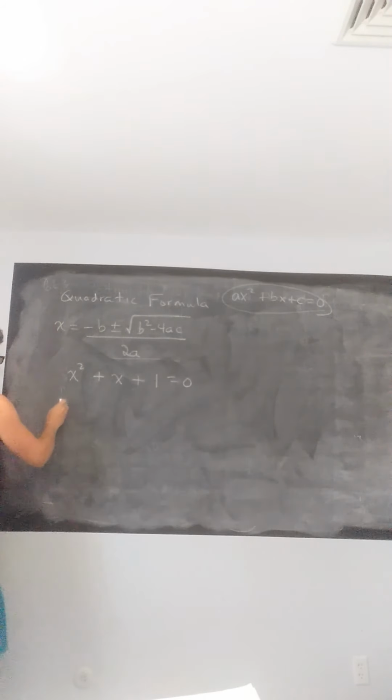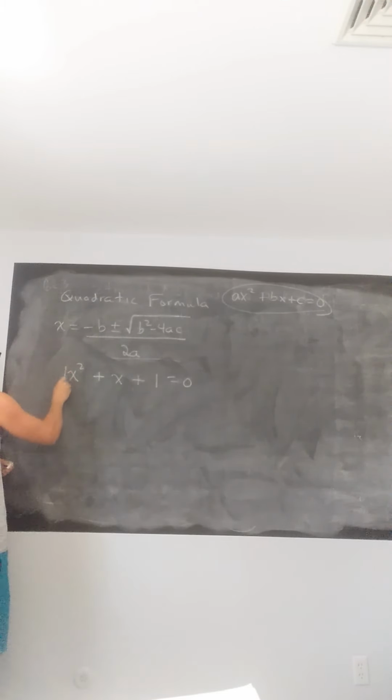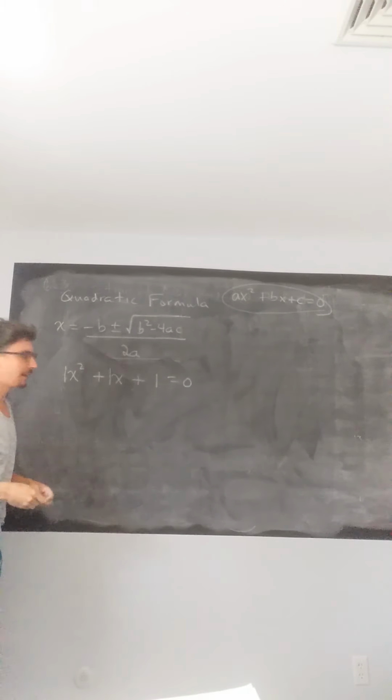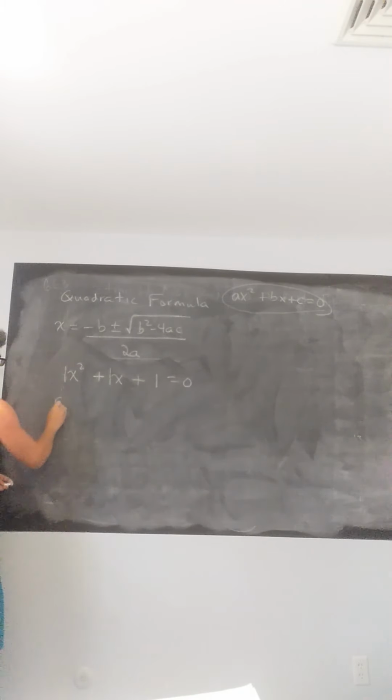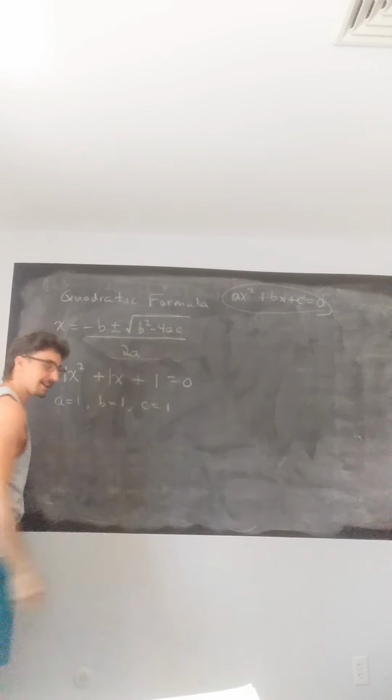So, what's my a, b, and c? Well, you may say, I don't see any numbers. Remember, there are invisible ones in front of x's with no number. So your a is going to be 1, your b is 1, and c is 1. Isn't that nice? All ones.